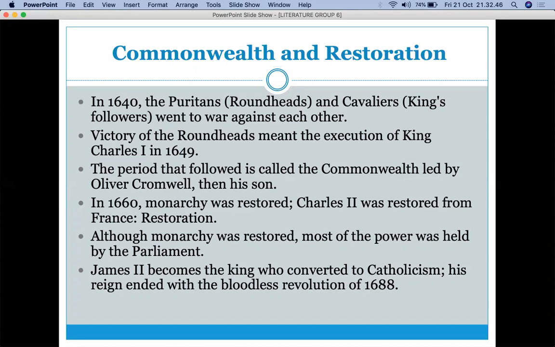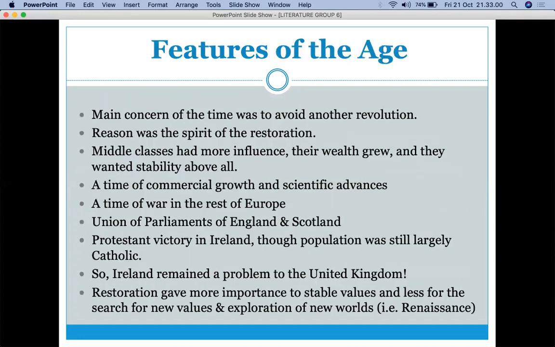Although monarchy was restored, most of the power was held by the parliament. James II becomes the king who converted to Catholicism. His reign ended with the bloodless Revolution of 1688. Features of the age. Main concern of the time was to avoid another revolution. Reason was the spirit of the Restoration. Middle classes had more influence, their wealth grew, and they wanted stability above all. A time of commercial growth and scientific advances.